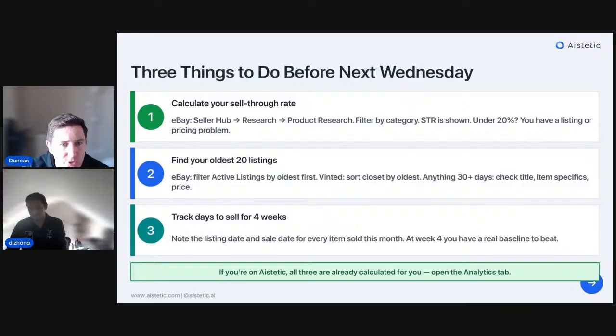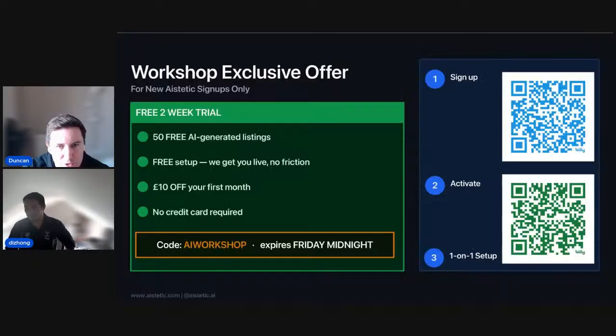Find your two oldest listings. Analyze them and understand, okay, anything over 30 days, check the title, item specifics, the photography, and the price, and track days to sell. So as I said, if you're with us on Aesthetic, you get all of this data included. It's within your analytics tab, and your AI assistant is going to be available very shortly to help you leverage that and use that across your business to make better decisions.